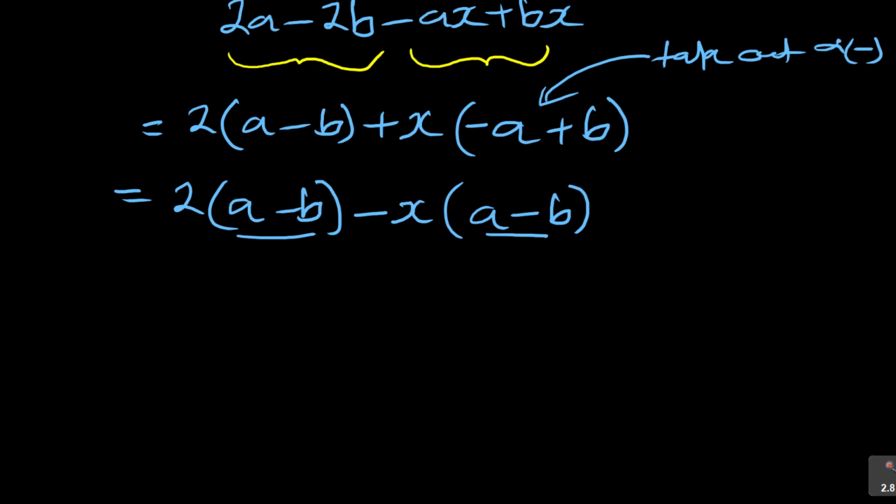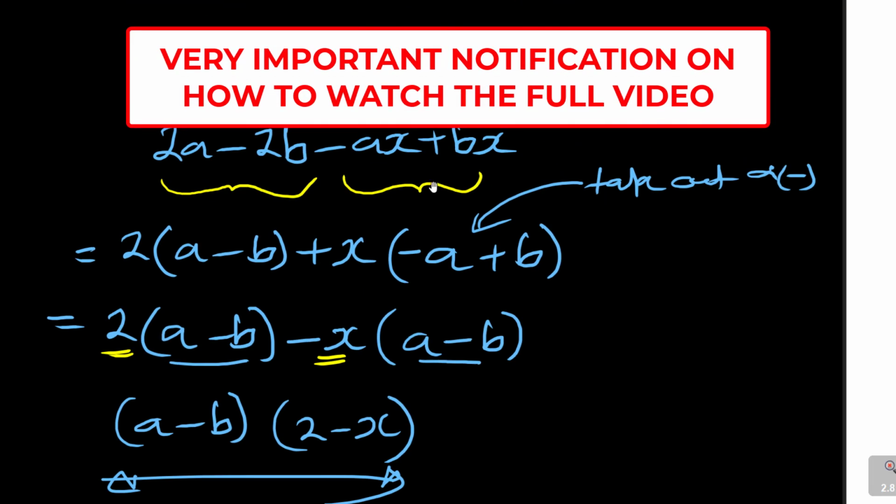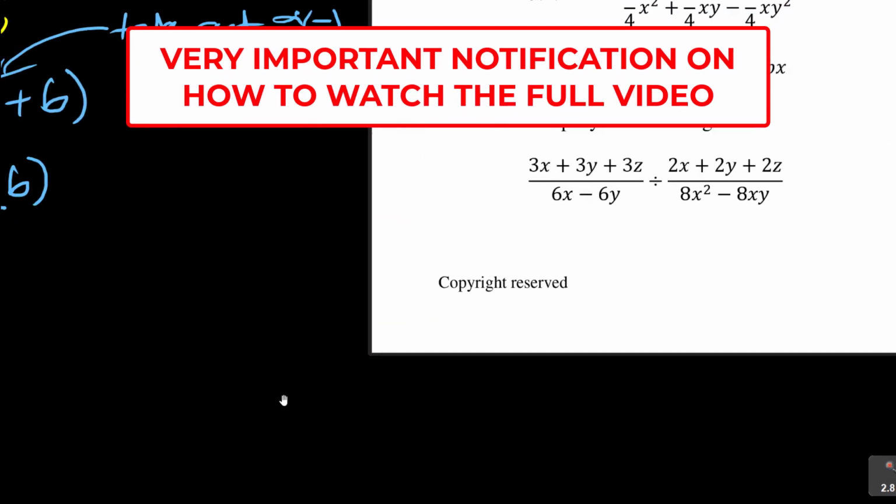That's what you want to achieve by grouping. That's what factorizing by grouping does. You write that a minus b outside the bracket. See this? That's what you write. Which is what? 2 minus x. And then there it is. You have factorized by grouping. You can open up this bracket. It will lead you to the top there. But I'm not going to do that.